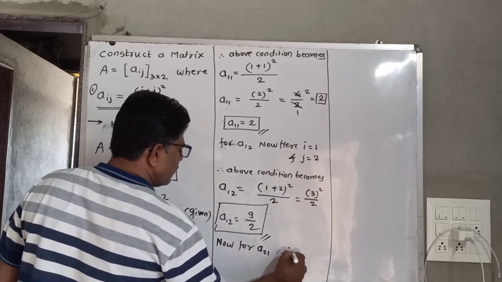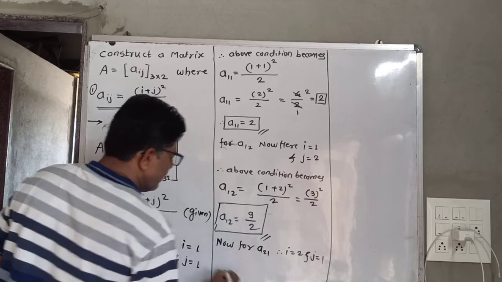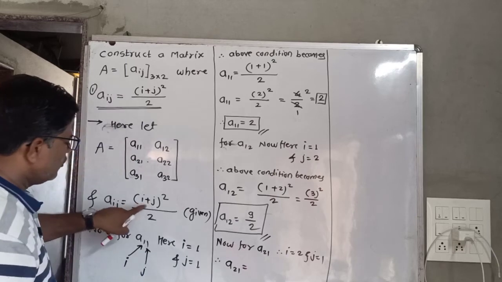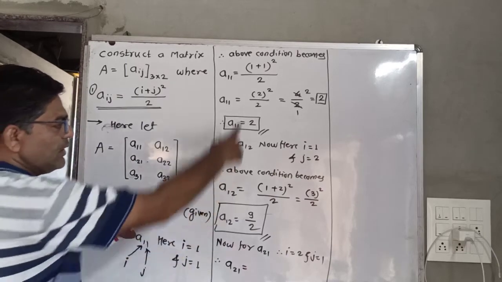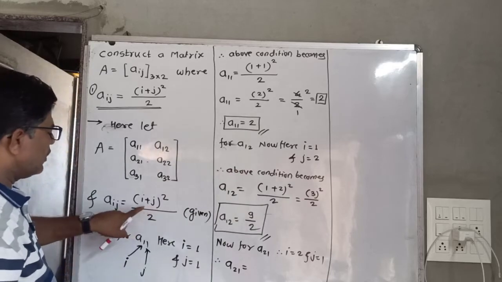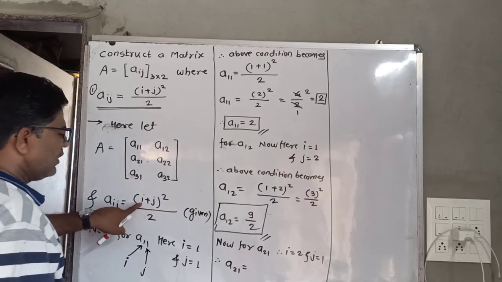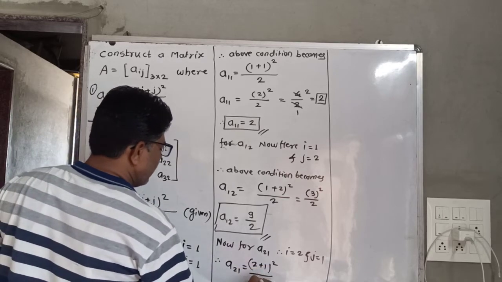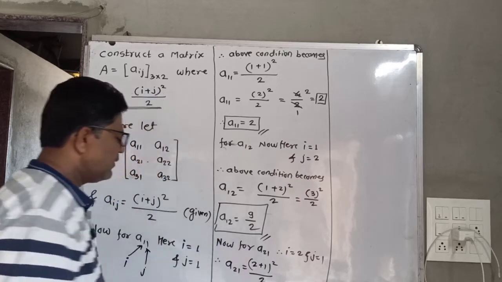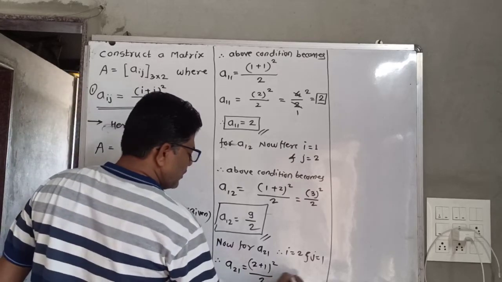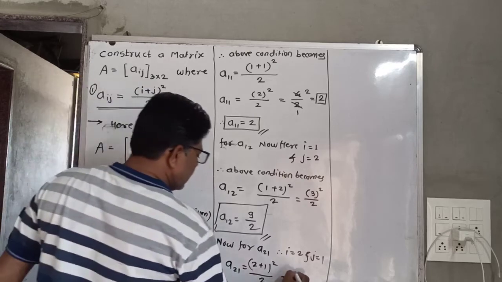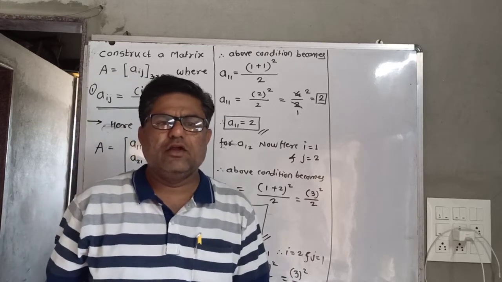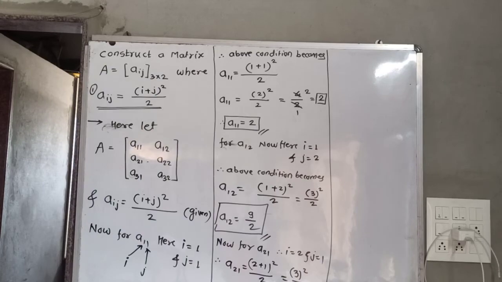A21, therefore i equal to 2 and j equal to 1. Therefore, now directly A21 equal to 2 plus 1. Now I am going to solve it directly. Here you can understand everything. Just put down the value of i plus j. Then what is 2 plus 1? 2 plus 1 bracket square divided by 2. Then 2 plus 1 is nothing but 3, 3 square divided by 2. Then solve this.